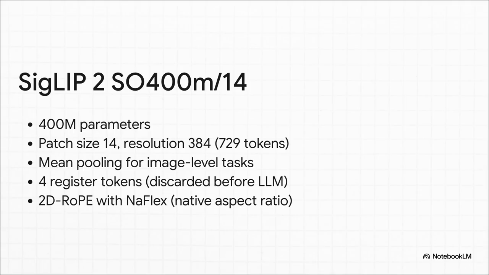It's got 400 million parameters. It uses a slightly finer patch size of 14 at a resolution of 384, giving us 729 tokens per image. It uses mean pooling. It employs exactly 4 of those register tokens to absorb artifacts. And instead of old 1D position tables, it uses 2D RoPE paired with NaFlex, which allows the model to natively process multiple aspect ratios without needing a total retraining.